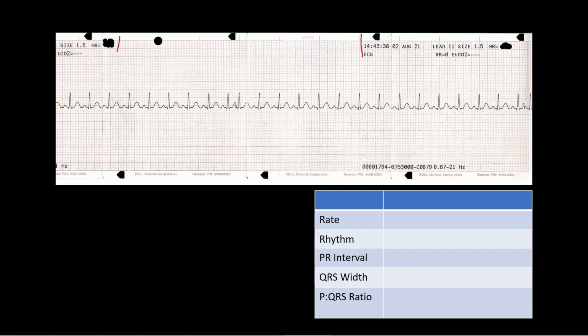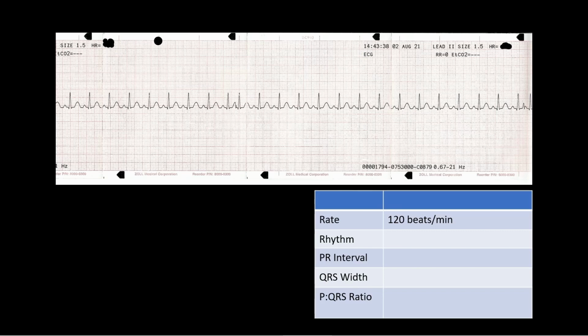And we count back, say how many complexes do we have? 1, 2, 3, 4, 5, 6, 7, 8, 9, 10, 11, 12, 13. We've got about 13 complexes there, 12 to 13, depending on that gap. So we'd say, okay, it appears to be about 120 beats a minute, I'd say.